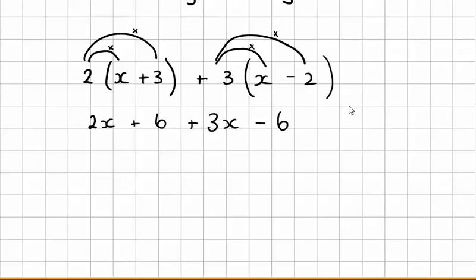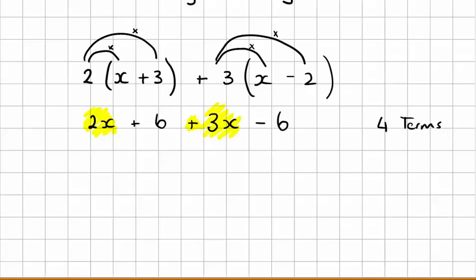Okay. And then now we have like terms. How many terms do we have at the moment? 1, 2, 3, 4 terms. But we can simplify by collecting like terms. The like terms are anything with an x in it. So how many have got an x in? 2 of them. And we take the sign with it.